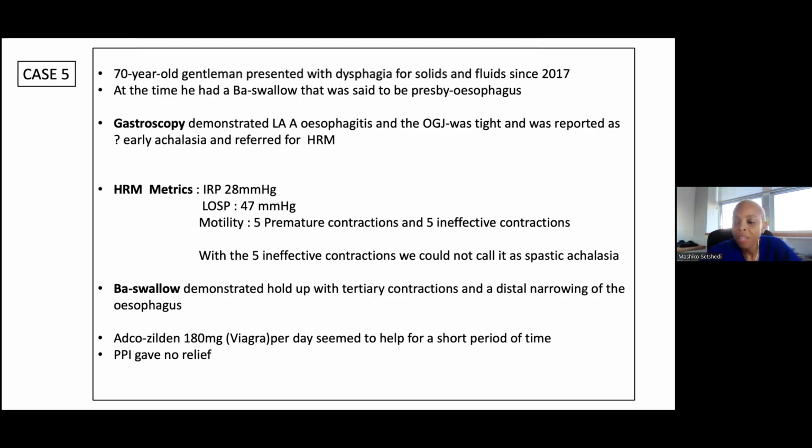And as Sassa nicely showed, you have to take a proper history. You have to take the time to understand that you and the patient are actually on the same page in reference to their symptoms, because patients say all sorts of things which may not mean the same thing. And you don't want to put a patient under needless investigations.